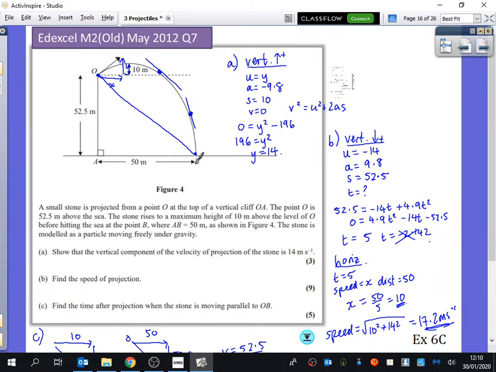They tell us something during the question, that it reaches a maximum point of 10 meters, a maximum height from its starting point. But they don't tell us anything about the initial speed. They don't tell us the angle, and they don't tell us the speed.